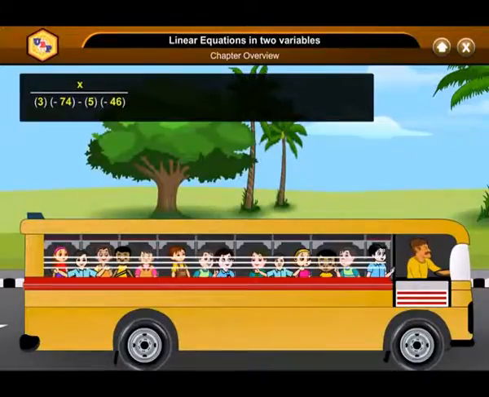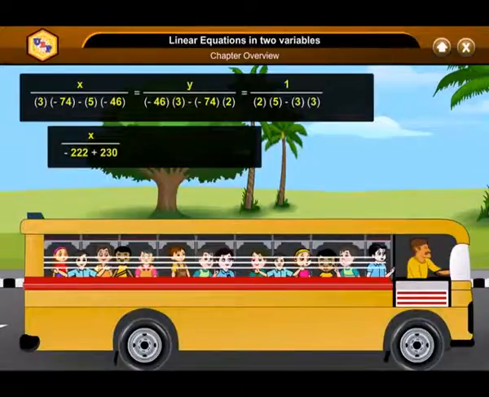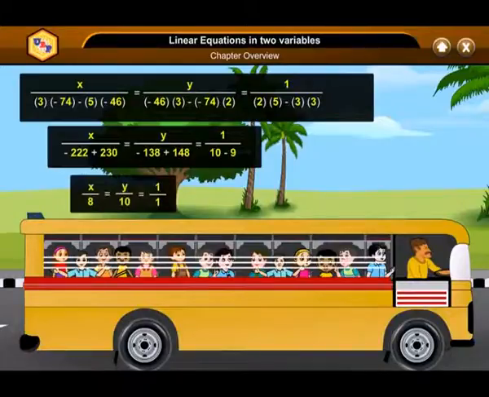x upon 3 into minus 74 minus 5 into minus 46 is equal to y upon minus 46 into 3 minus minus 74 into 2 is equal to 1 upon 2 into 5 minus 3 into 3. x upon minus 222 plus 230 is equal to y upon minus 138 plus 148 is equal to 1 by 10 minus 9. x upon 8 is equal to y upon 10 is equal to 1 upon 1.